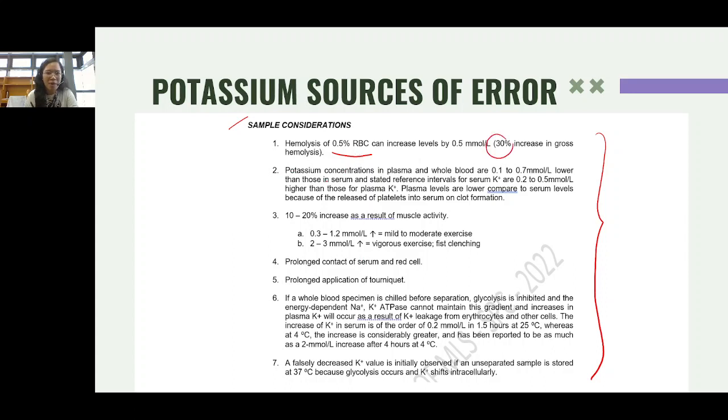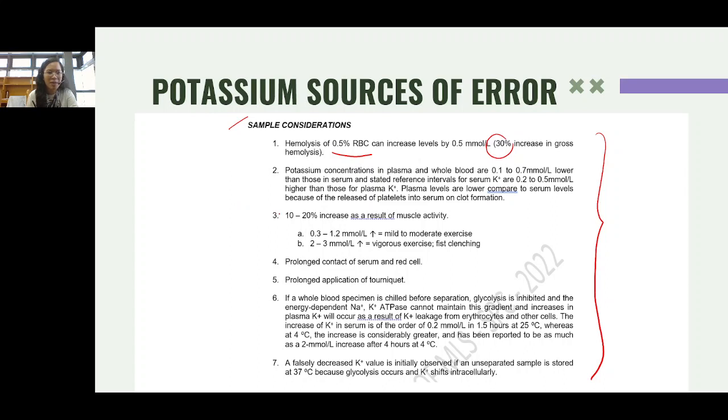Potassium concentrations in plasma and whole blood are 0.1 to 0.7 millimoles per liter lower than those in serum, and stated reference intervals for serum potassium are 0.2 to 0.5 millimoles per liter higher than those of your plasma potassium. So plasma levels are lower compared to serum levels because of the release of platelets into serum on clot formation. So na-explain na ako ni siya kaganina. So yun na nga, case-to-case basis as to the protocol of hospitals. Basta dili lang yun mo mag-worry, kids, kay naagyo designated na reference range kung serum or kung plasma ang ginagamit.